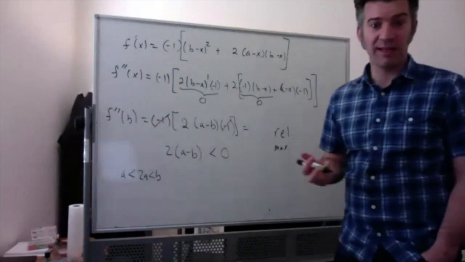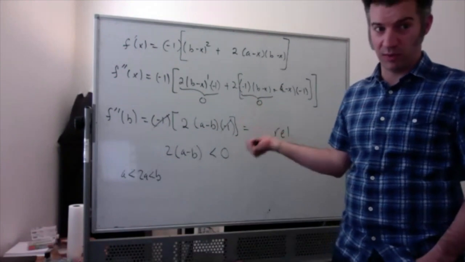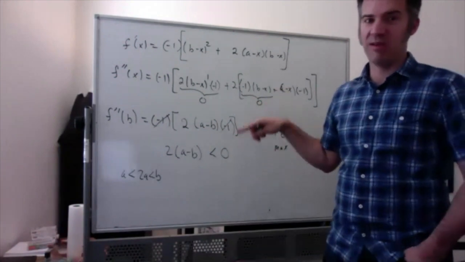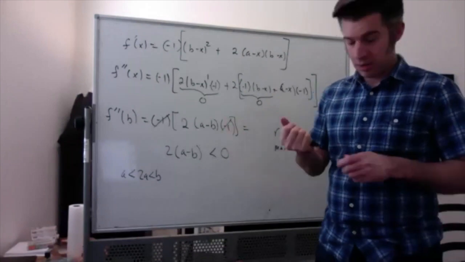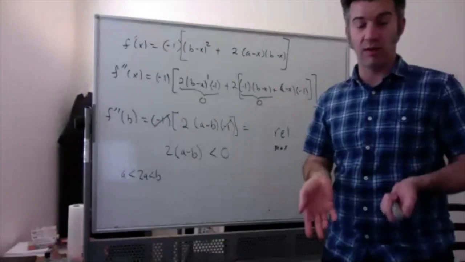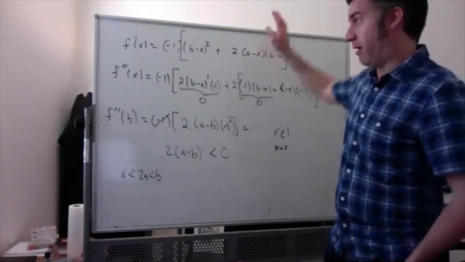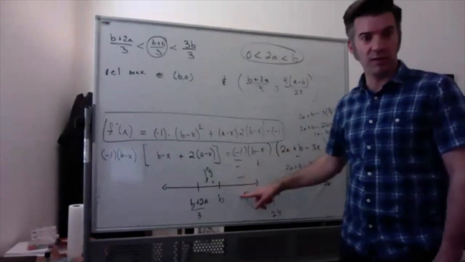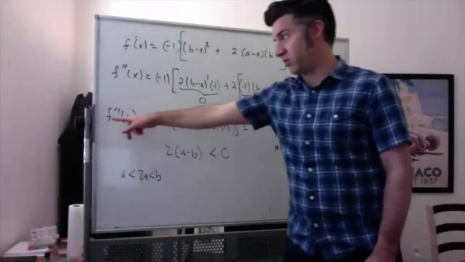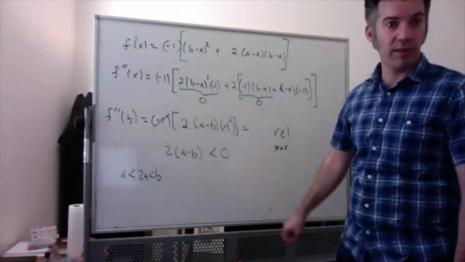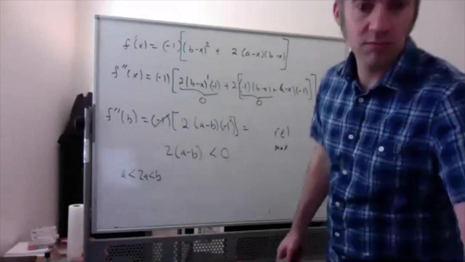So in retrospect, this is probably what the person who wrote the question intended for you to do. Not that you couldn't do it the other way, but the other way was definitely harder. So it's good to be aware that there are different ways of showing you have a relative max or a relative min. You have the first derivative test where you show it's increasing here, decreasing here, or you have the second derivative test where you show that the second derivative at your critical value is negative to show it's a relative maximum. Interesting question.